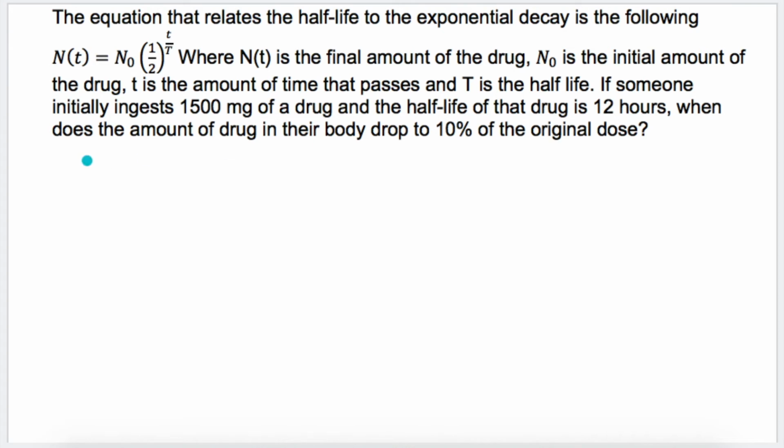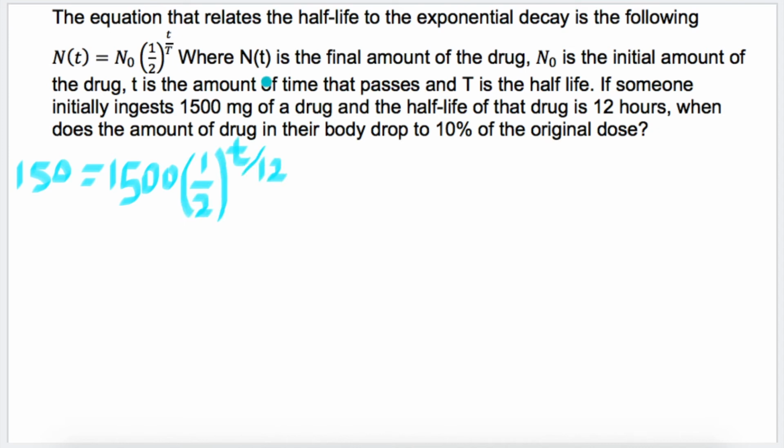So we're going to start off by calculating the final amount of drug. 10% of 1,500 is just 150, and that's going to be equal to the initial dose, which was 1,500, times 1/2 to the power of lowercase t divided by 12 hours, which is the half-life. Now, after this, we're going to divide both sides by 1,500, and we're going to get 0.1 is equal to that exponential part. And then, since we want to have access to that exponential part, we need to introduce logarithms.